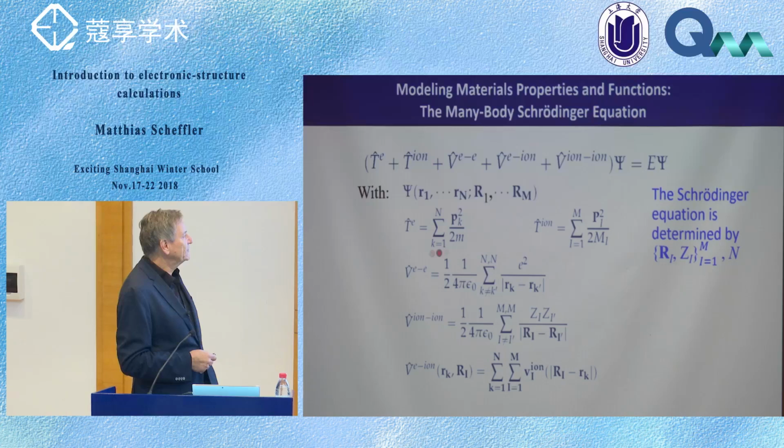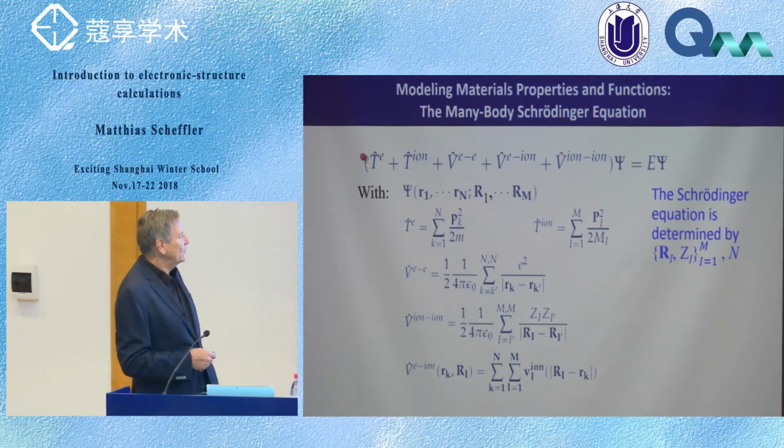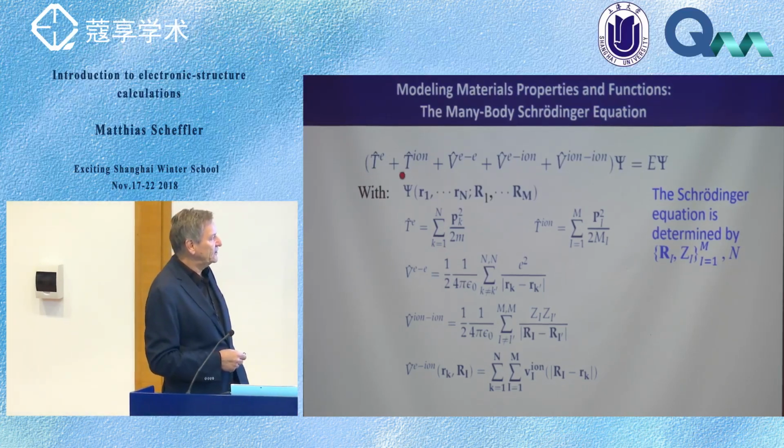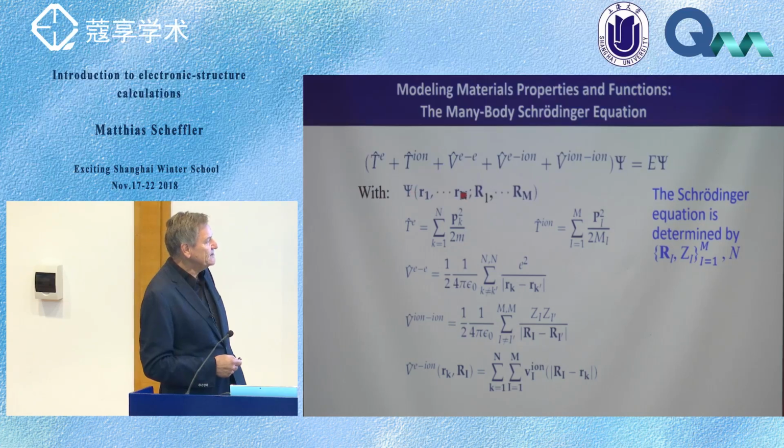have a reliable description. So it's the Schrödinger equation, which has the kinetic energy of the electrons, the kinetic energy of the ions, the electron-electron interaction, the electron-ion interaction, ion-ion interaction. This is the Hamiltonian times the many-body wave function equals the energy times the wave function. So this is the time-independent Schrödinger equation, where the wave function is a very complicated beast. It depends on n electronic coordinates, and n is a big number, right?